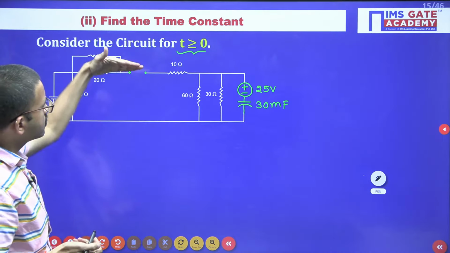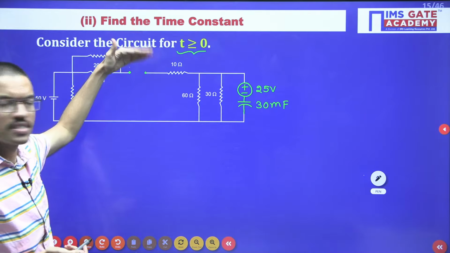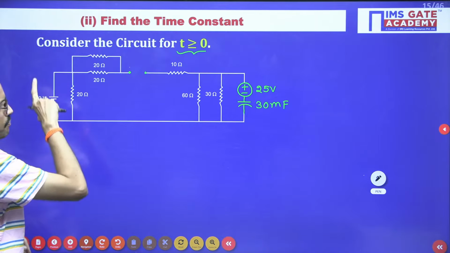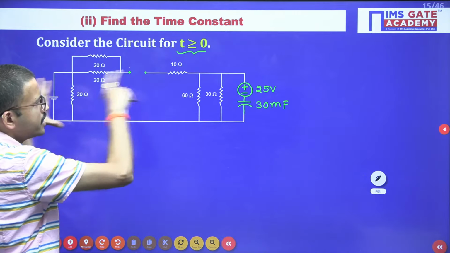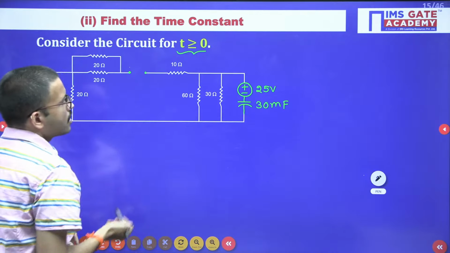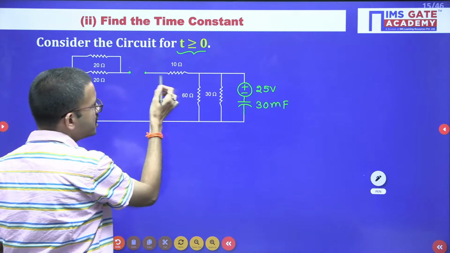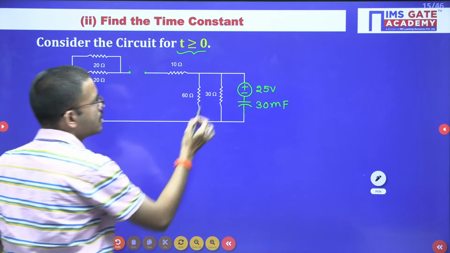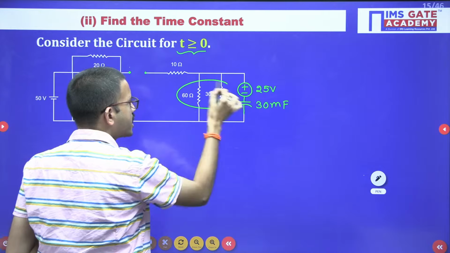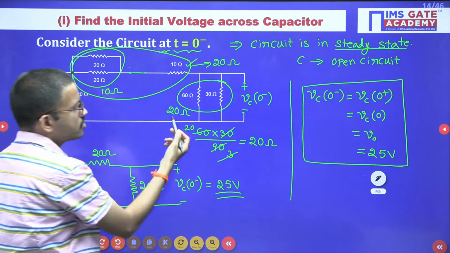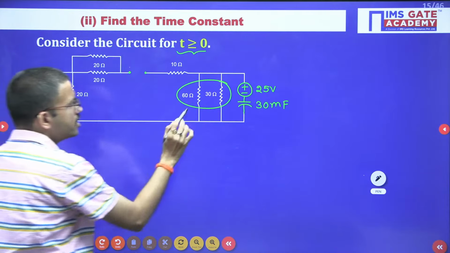After the switching action, since the switch was kept open, whatever independent source is there has no connection with this particular part of the circuit, right? Now if you observe, the 10 ohm resistor is open, so we can neglect this particular resistor. Now these two resistors are connected in parallel. Regarding that, we already got the equivalent value. How much? 20 ohm.